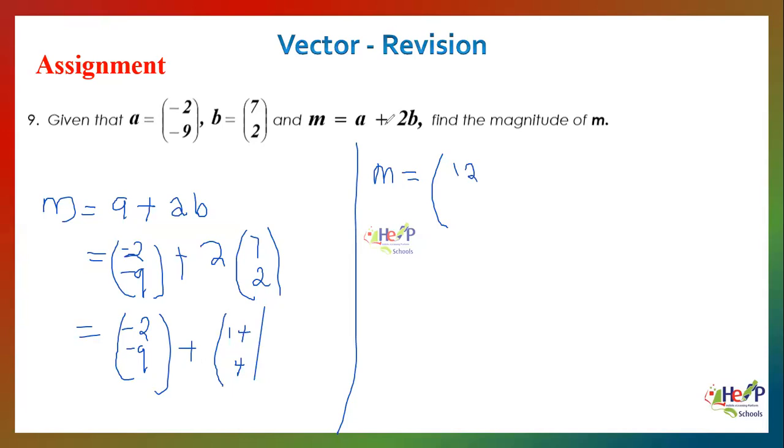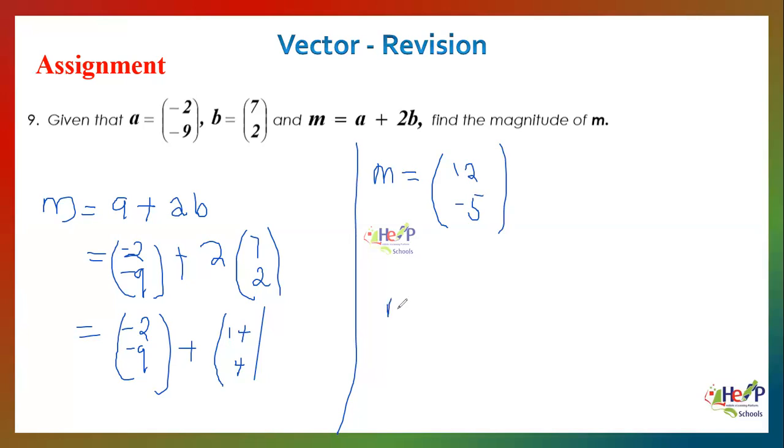Someone is requesting for number 7 review. We can't go back to number 7. -9 plus 4 is what? -5. Yes.